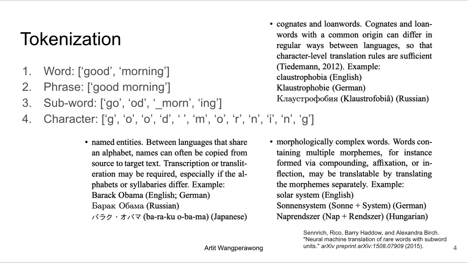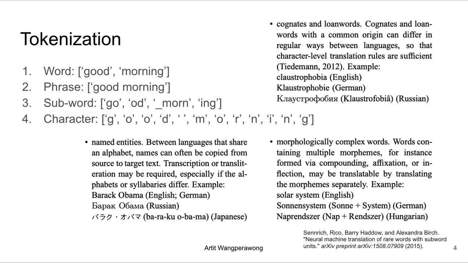The second reason in the top right are cognates and loanwords. Cognates and loanwords with a common origin can differ in regular ways between languages, so that character level translation rules are sufficient. In the example here, we have claustrophobia, and in German it's spelled differently, but it's almost the same actually. So if you look at the word as a whole, you might not capture the similarities, but if you break it into subwords, you would be able to do that in this case.